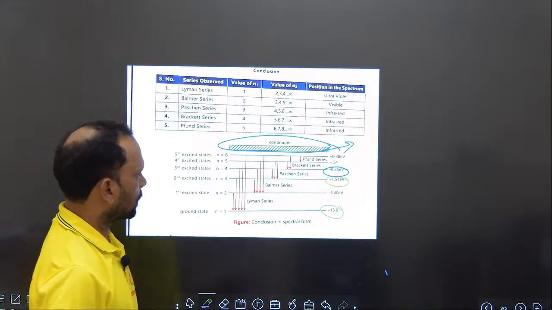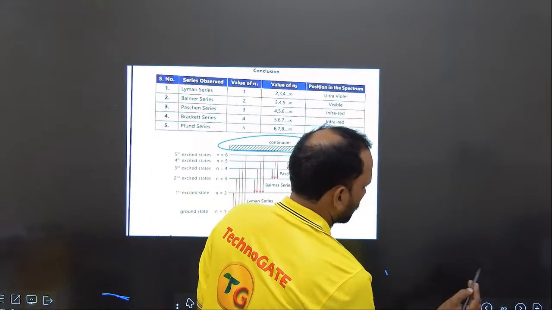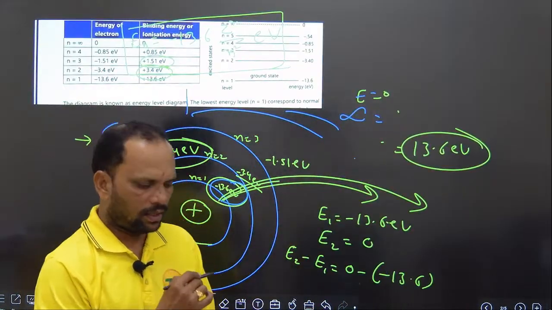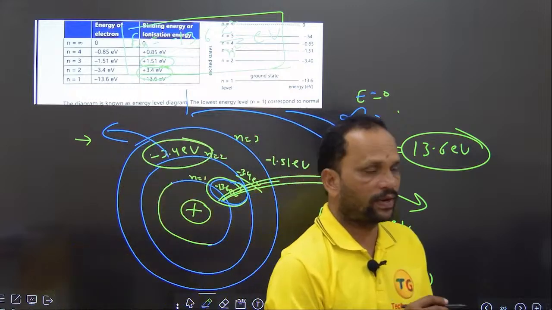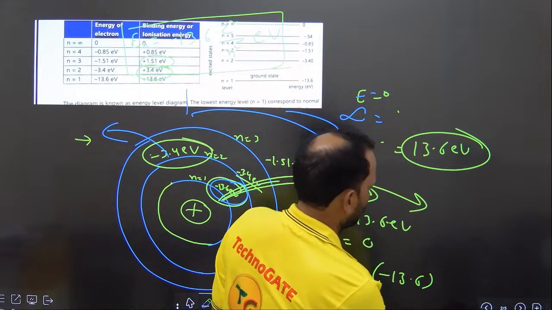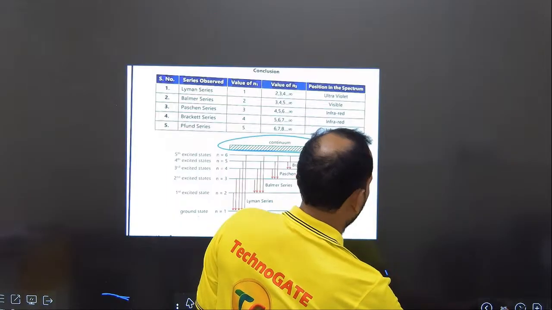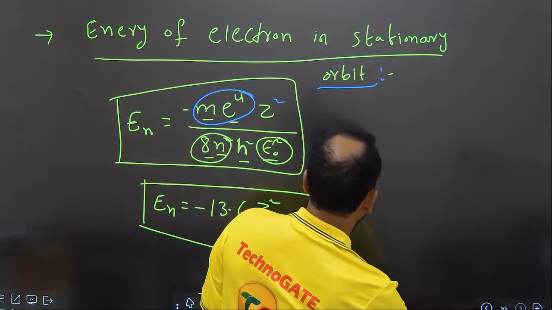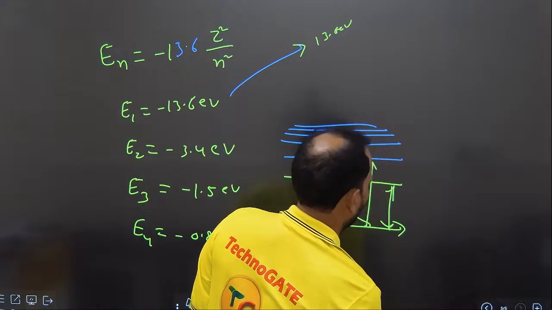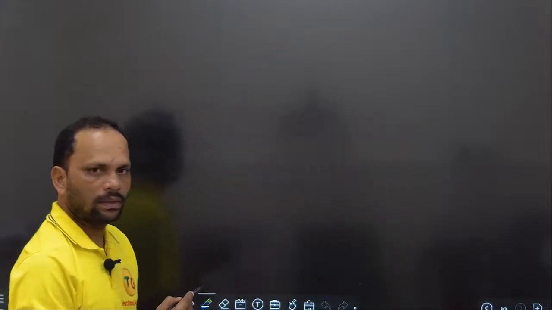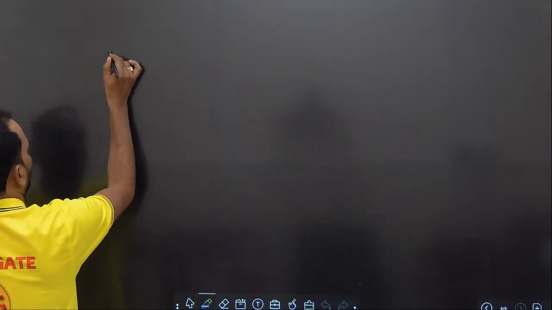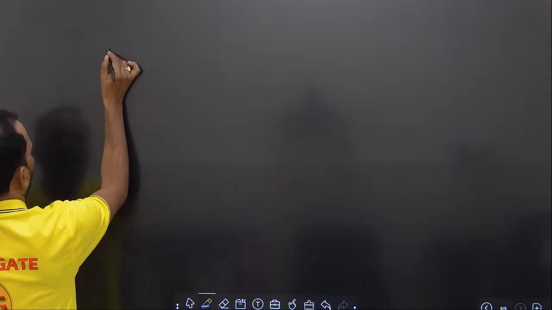Next one. What is the frequency? We have discussed the energy of the electron. Then what is the frequency? What is the frequency? Now, E2 minus E1.